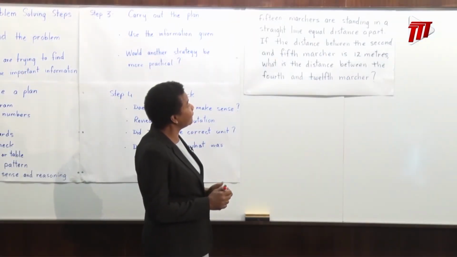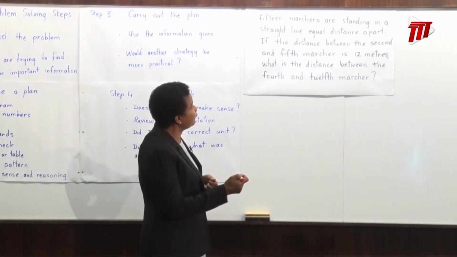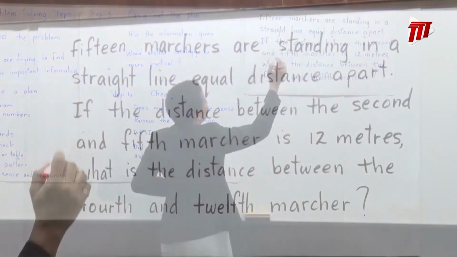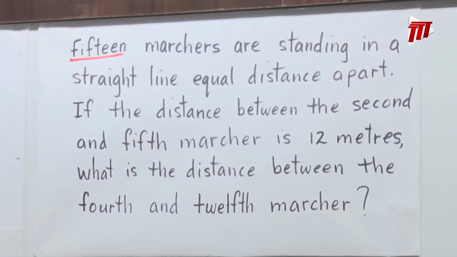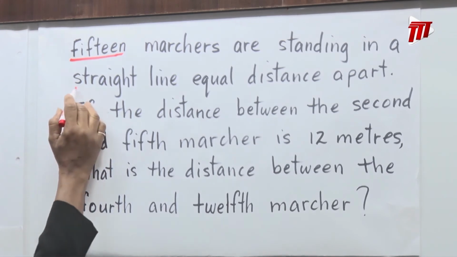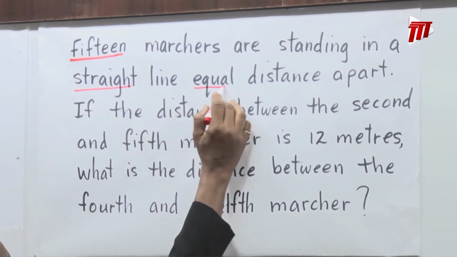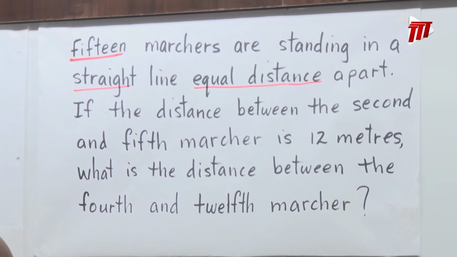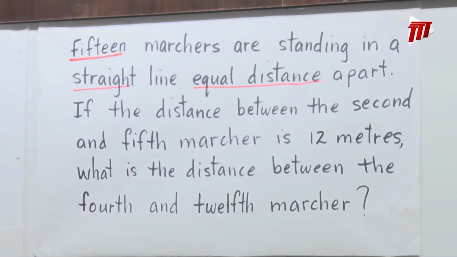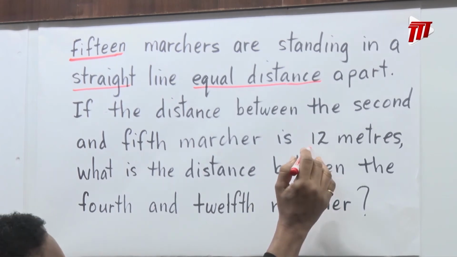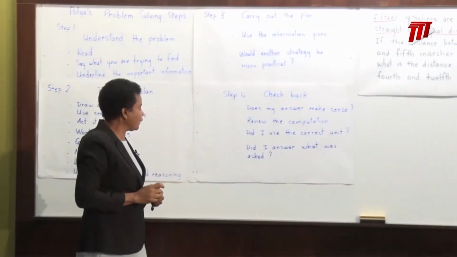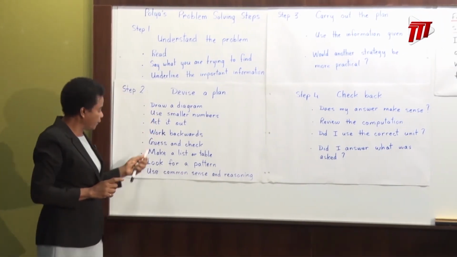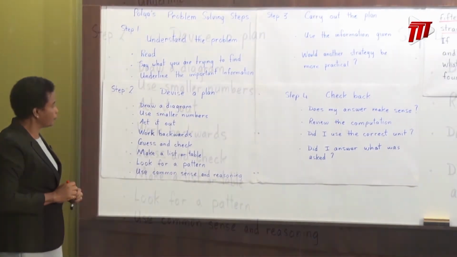Let's underline the key information. It's 15 marchers. Very critical to the sum, they are in a straight line equal distance apart. We know the distance between the second and the fifth marcher is 12 meters. So which of these strategies do you think will be most appropriate?